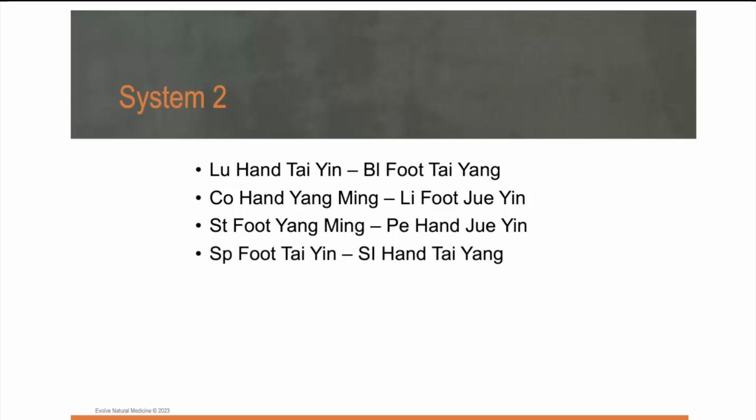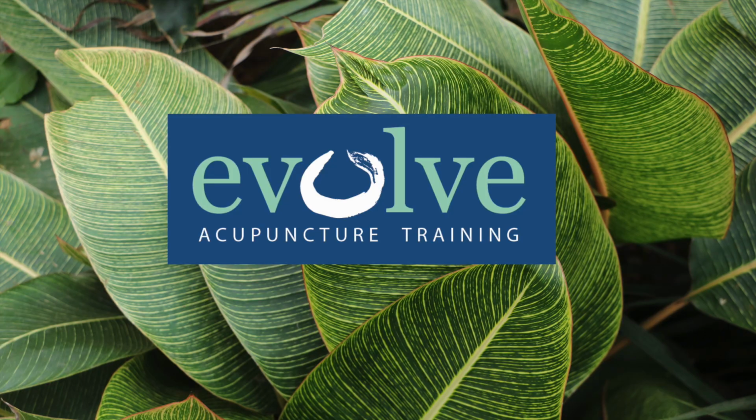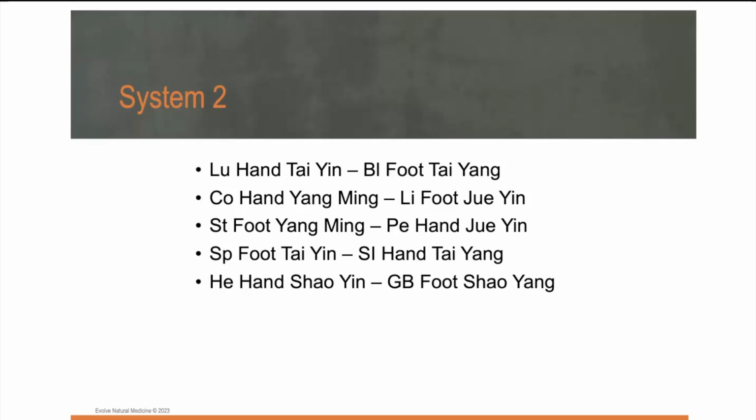So stomach, foot Yang Ming balances pericardium, hand Jue Yin. Spleen, foot Tai Yin is balanced by small intestine, hand Tai Yang. So foot to hand, Tai to Tai, Yin to Yang. When we're looking at heart, hand Shao Yin, we go hand to foot, we go Shao to Shao, we go Yin to Yang. So heart, hand Shao Yin balances gallbladder, foot Shao Yang. And small intestine, hand Tai Yang, will be balanced by spleen, foot Tai Yin. So hand goes to foot, Tai goes to Tai, Yang goes to Yin.